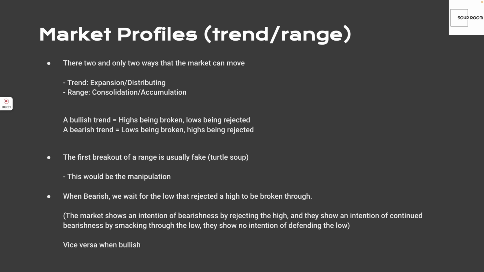When bearish, we wait for the low that rejected a high to be broken through. The market shows an intention of bearishness by rejecting the high. You see, we'll get electrocuted by that high, pushing price back down. They show an intention of continued bearishness by smacking through the low. They show no intention of defending the low. So what does this mean? This basically means that once we reject a high, we want to wait for price to break through the low that rejected the high. Vice versa when bullish.